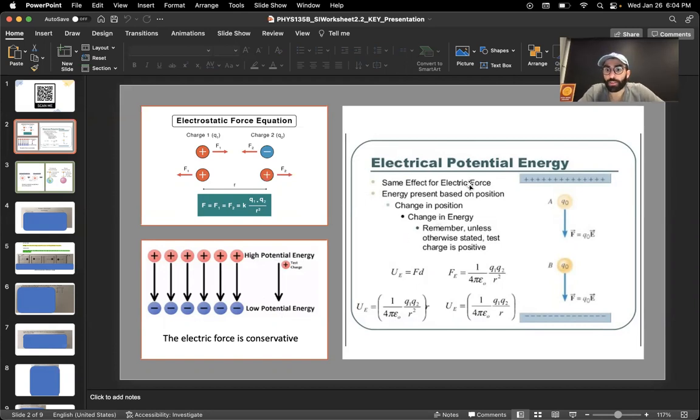And then electric potential energy. Similar effect as the electric force. Here we have from high to low potential, and obviously as it gets closer here, the potential energy decreases. We're going to go over application of these equations, but some of these should be familiar from last time. And then here's just a work equation, but they use U. I like to write W.